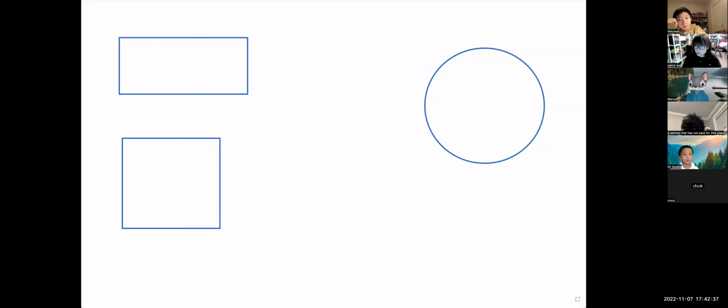Okay, so everybody starting to tell me. If I have this one is 10, this one is 4, this is 5, and the radius of this one is 3. Okay, so please tell me the perimeter and area, perimeter and area, perimeter and area.